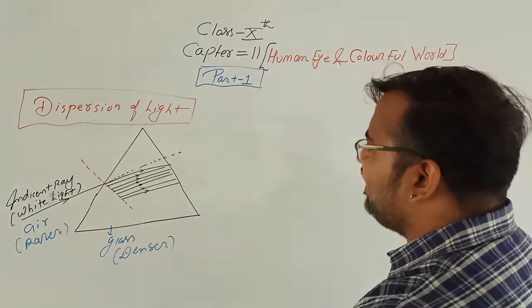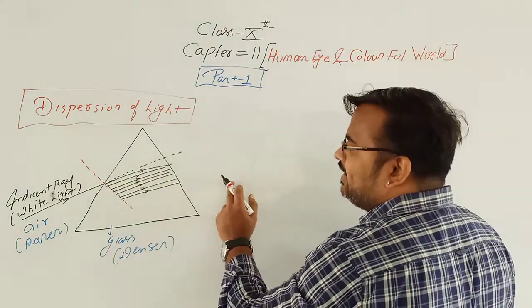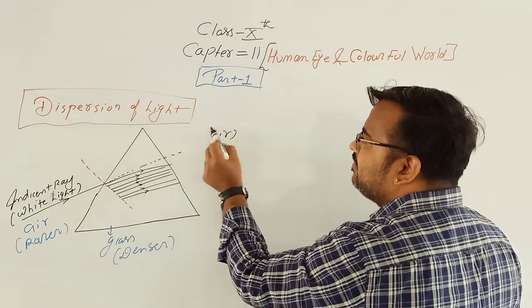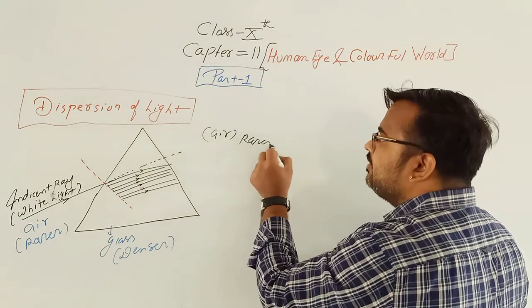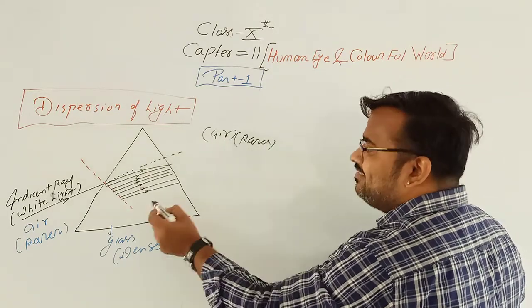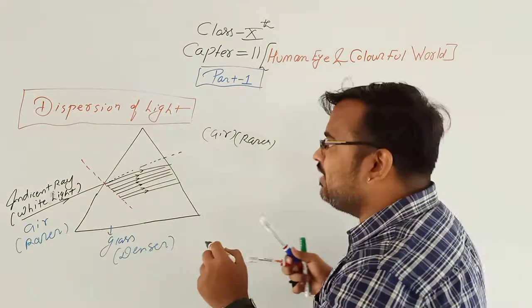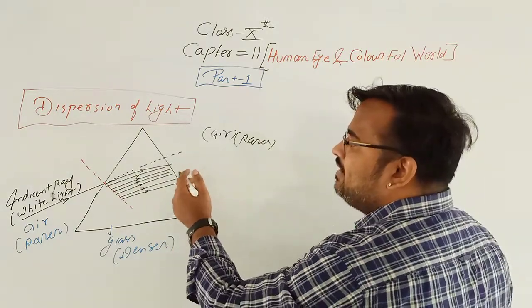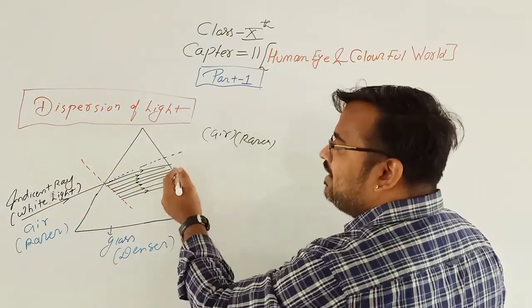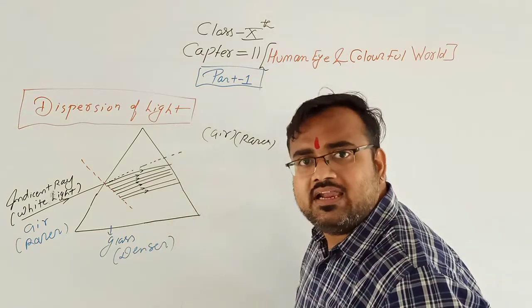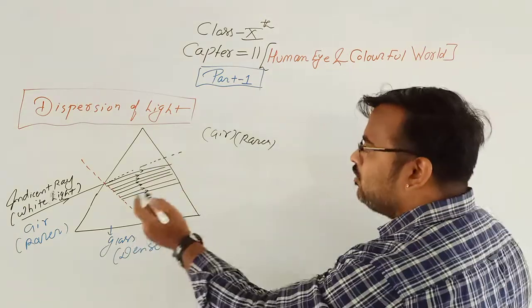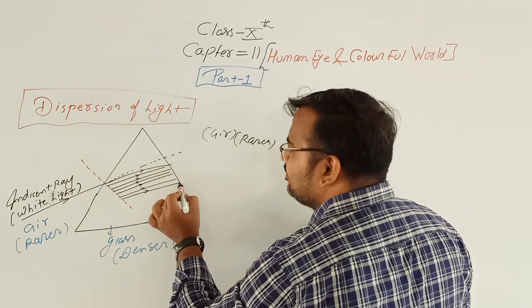Now see, again denser to rare medium. Here air is present, the rarer medium. So denser to rare. Clear? So they will bend away from the normal. Clear? They will bend away from the normal. So they will bend like this.